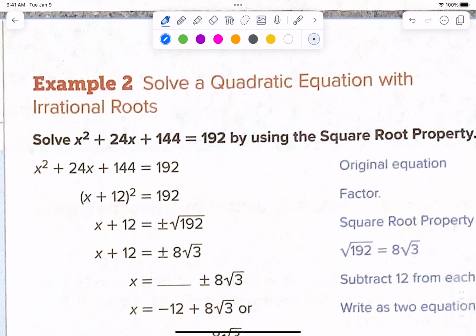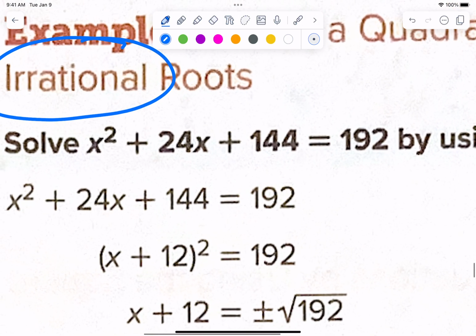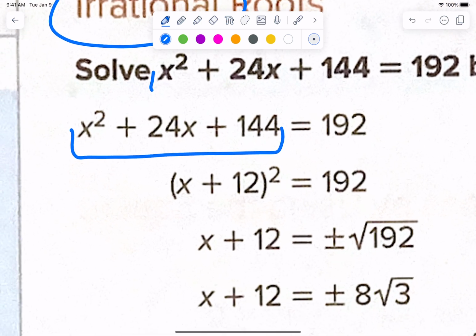So solving a quadratic equation, this one's going to have irrational roots, okay? Which means they're not going to come out nicely, like 7 and -3 did. So here we have this guy. Here's my original. This piece right here is a simple trinomial again. Actually, it's a perfect square trinomial if you want to know.